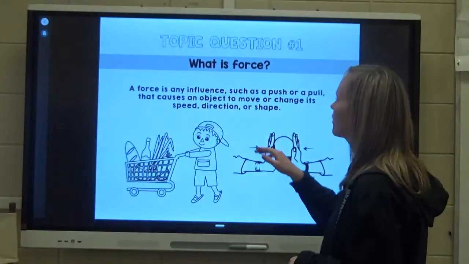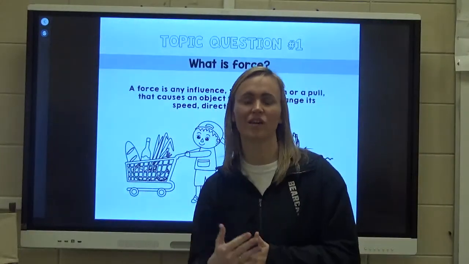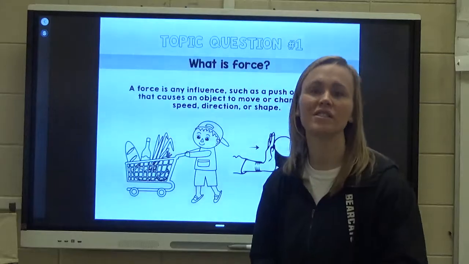So what you need to know: force, push, or pull on an object that causes it to move some distance or change its speed or shape.